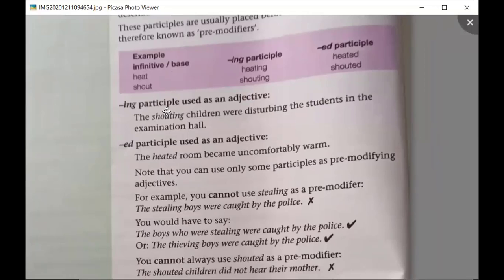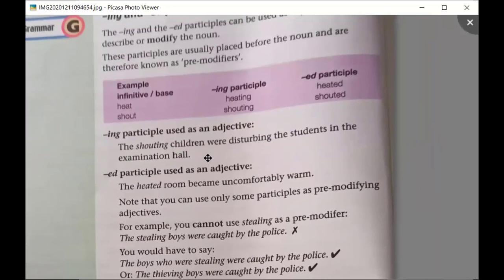Ing participle used as an adjective. The shouting children were disturbing the students in the examination hall. Now here you see that shouting is used before a noun. So now we know what kind of children: the shouting children, meaning who were shouting. The children who were shouting. The shouting children were disturbing the students in the examination hall.